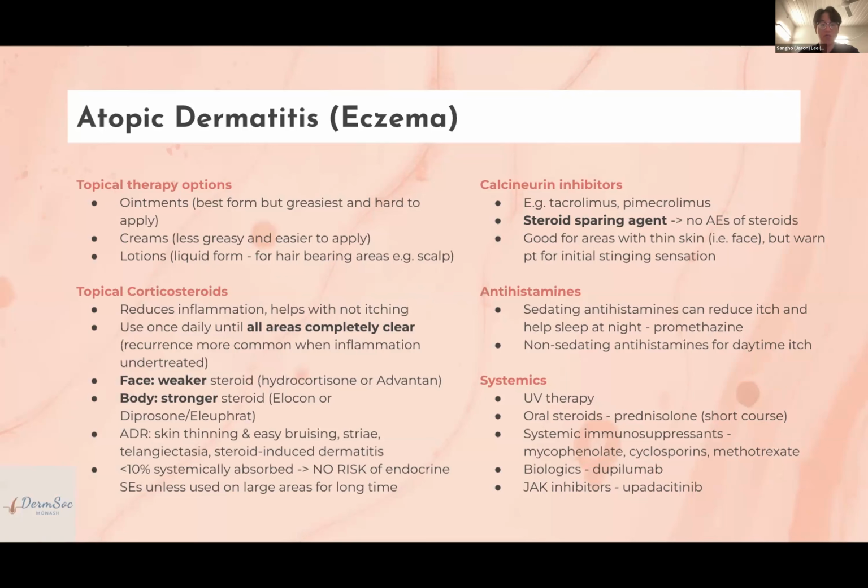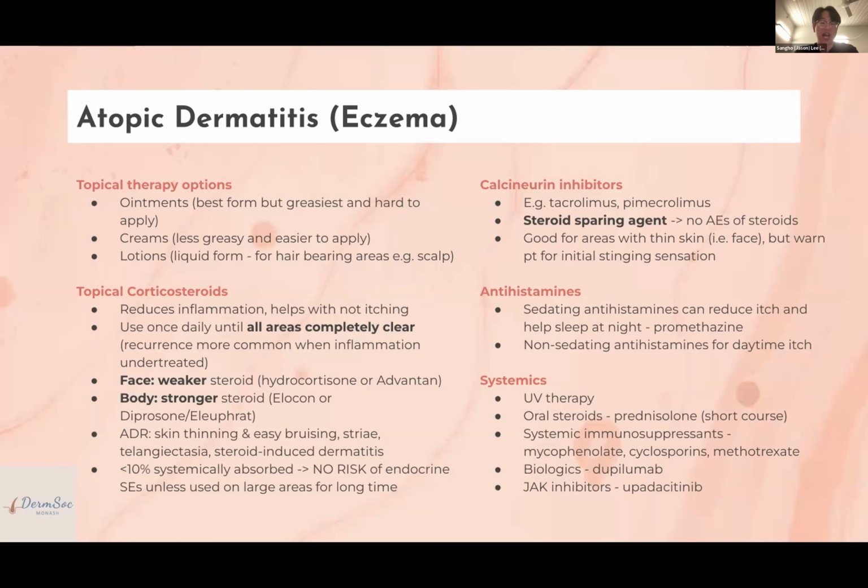So for choosing which potency steroid to use, on the face where the skin is thinner and weaker, we want to use weaker steroids, so agents like hydrocortisone or Advantan ointments. Whereas on the body, we can use stronger steroids, so things like, most commonly, Diprosone or Elocon ointments are commonly used.